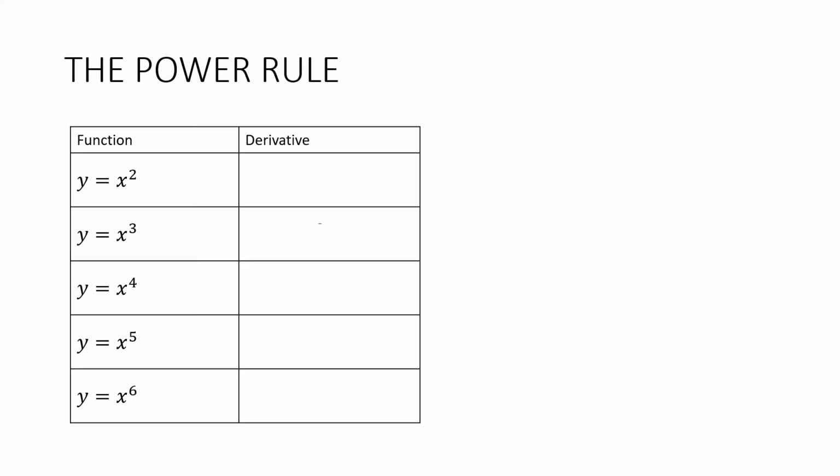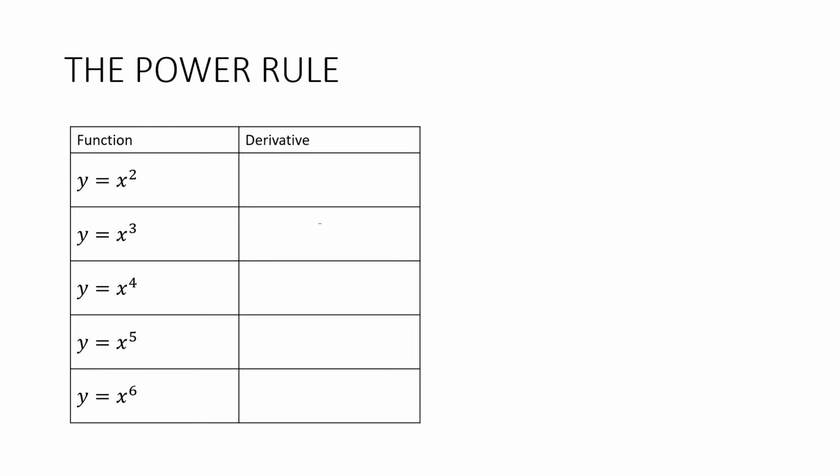Now everything that we just went through, working out the derivative, we did by first principles. And that's where we used that formula, the limit as h approaches 0 of f of x plus h, take away f of x, all over h. That's quite a long process. So we're going to learn now the power rule, which is a shortcut.